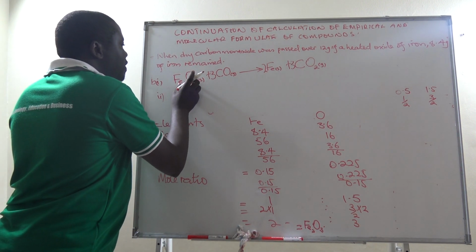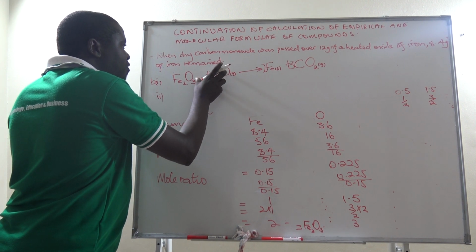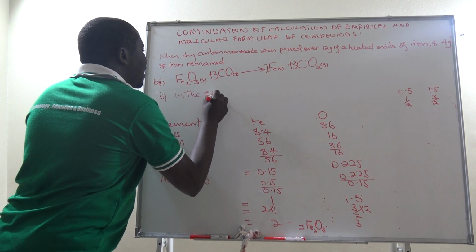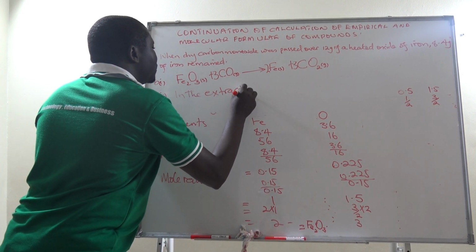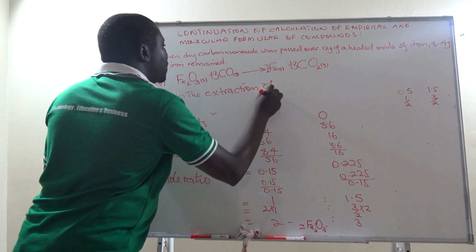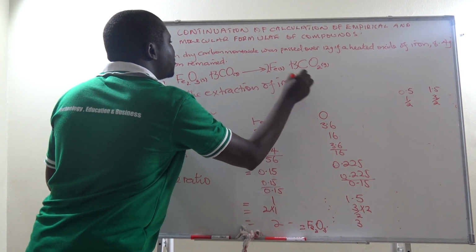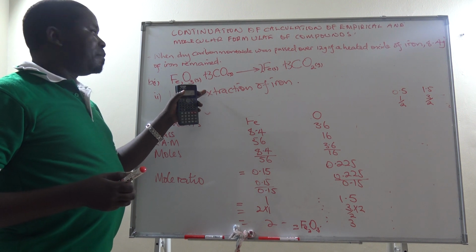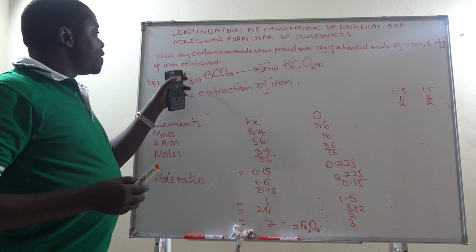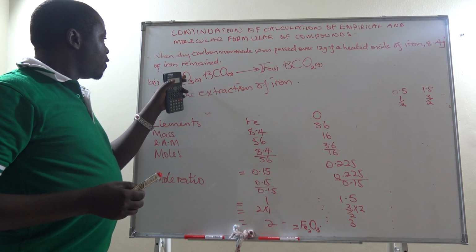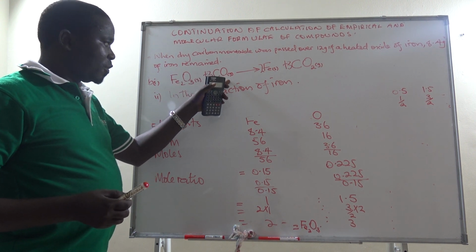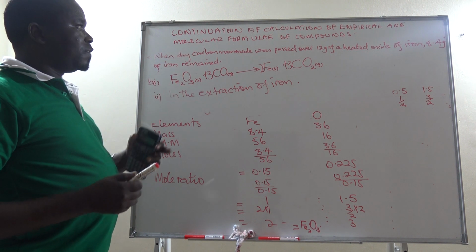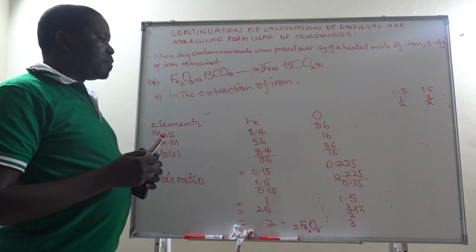So this reaction is applied in the extraction of iron. We shall look at it later. The extraction of iron takes place in the blast furnace by the reduction of the ore of iron, in this case using carbon monoxide. So that is our continuation of the calculation of empirical and molecular formula.